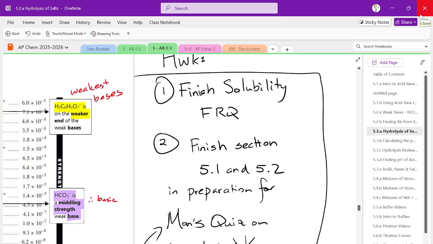We will be doing calculations with hydrolysis. So basically, I give you the salt, and I say, what is the specific pH? So then you need to dissociate, you need to write the hydrolysis equation, and then that's just a Kb calculation. Yeah?